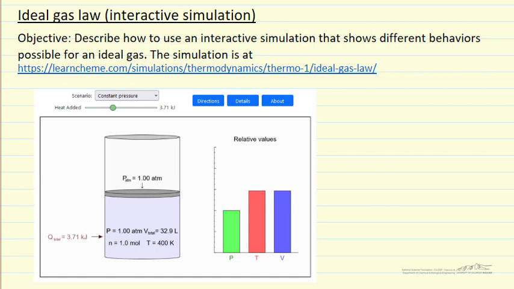In this screencast, I'm going to describe how to use an interactive simulation that models the ideal gas law. And what we want to show is the different types of behavior that's possible. For example, as we raise the temperature, what are the possible changes in pressure and volume? And so let's look at the simulation. It's located here on the LearnChemE website, and observe the behaviors.